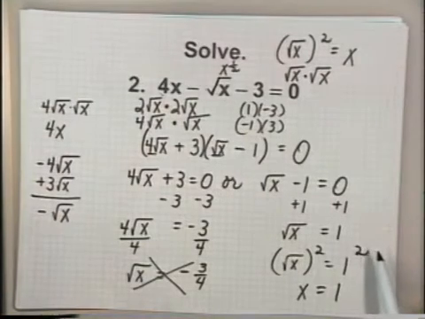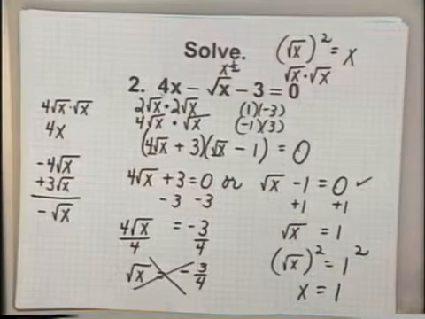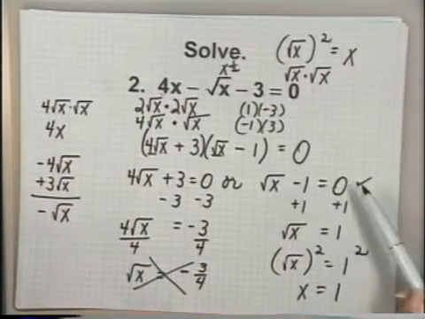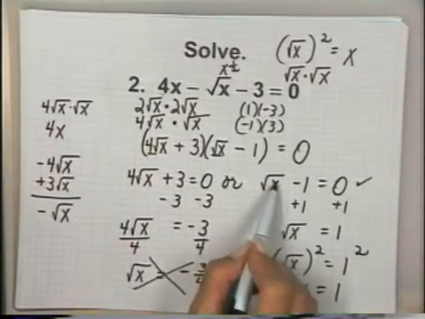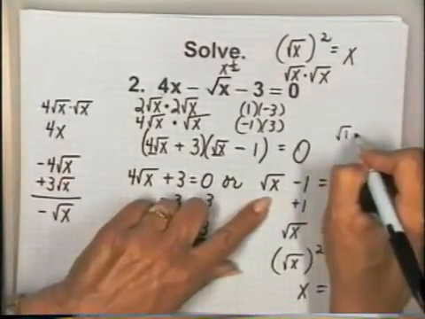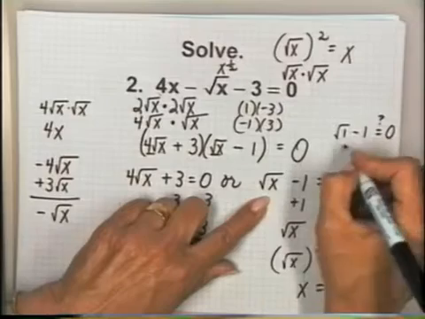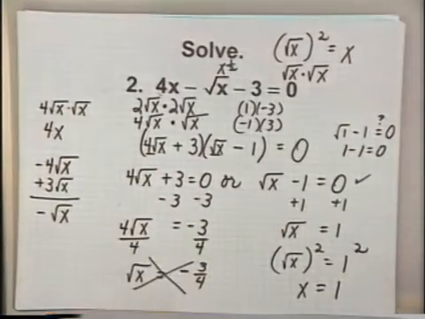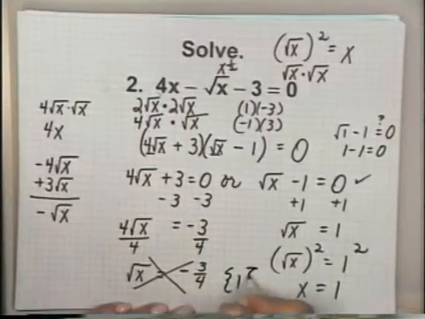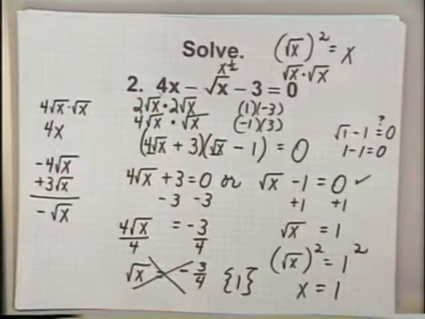Now, since I did square both sides, I can introduce an extraneous solution. So let's go back up to the equation I started with before I squared both sides, and see if this is a solution of that equation. If I replace this x with 1, I will have the square root of 1 minus 1. Does that equal 0? Well, of course, the square root of 1 is 1. So I have 1 minus 1 equals 0. So it does check. So this is a solution of this original equation. I will leave the check to you.